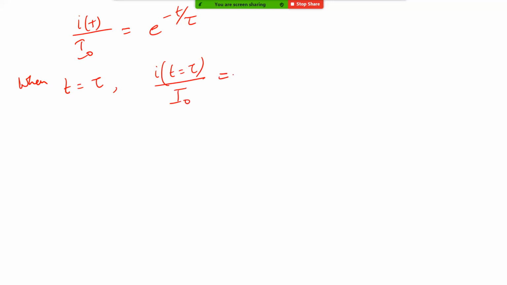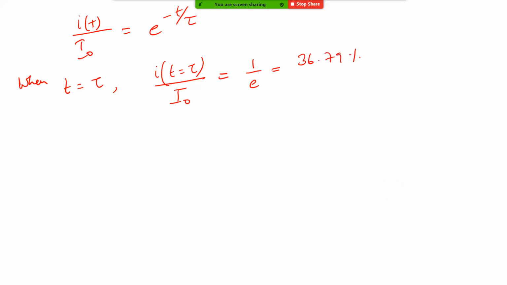Let's say I of t by I naught is given by e to the power of minus t by tau. Let's see what the fraction is when t equals tau. When t equals tau, what will be the ratio I of t by I naught? It will be 1 by e. Can you tell me in percentage? 0.368, or 36.79%.